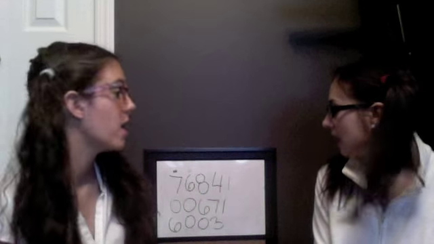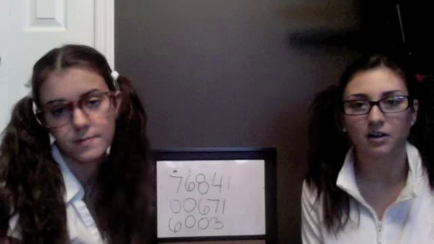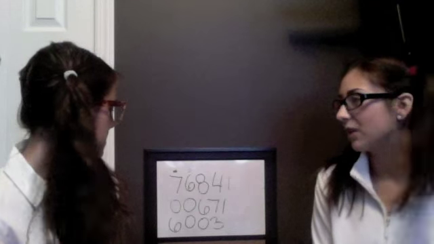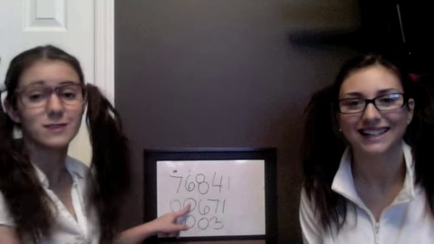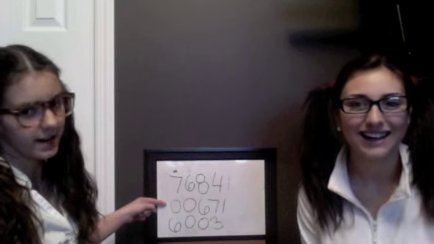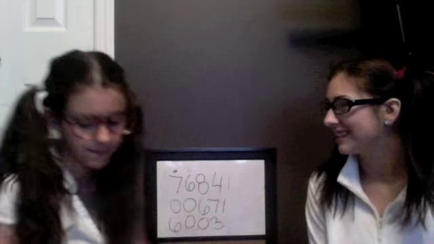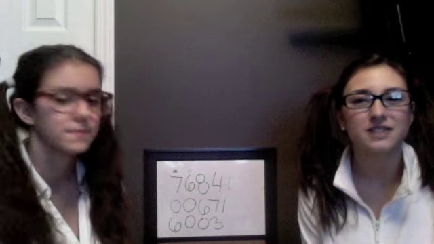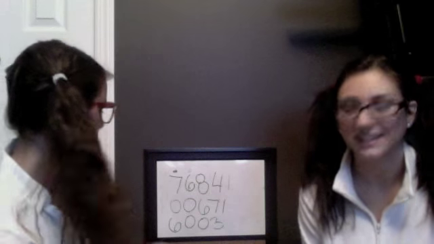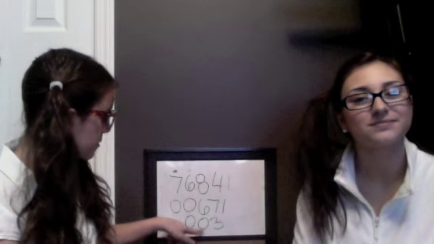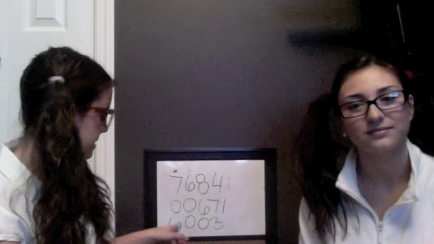Next rule. All leading zeros are never significant. For example, this would only have 3 sig figs because these 2 leading zeros are never significant. 1, 2, 3. Zeros in between are significant. Middle zeros are significant figures. So 1, 2, 3, 4, because they're in the middle of 6 and 3.